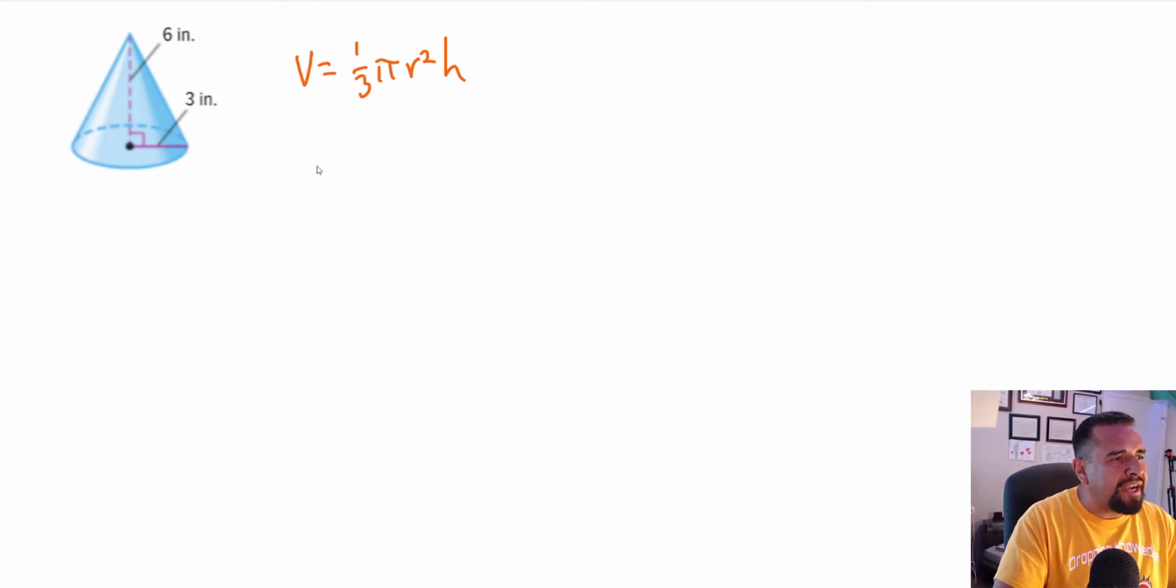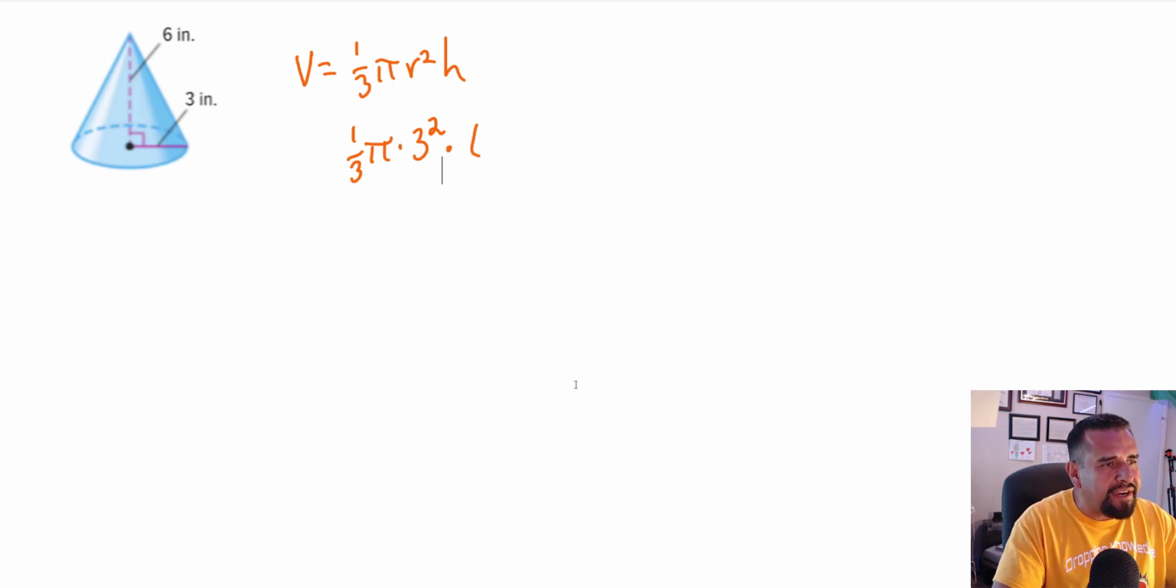Now, let's plug in some numbers. We got 1/3 pi. I told you those will never change. The radius. Hey, they did give me the radius this time, which is 3 inches. So let's plug in times 3 inches to the second power, right? Because we got the second power right there. And then times the height. And the height in this case is 6 inches. So we're going to plug it in here. Now, let's put it all in the calculator.